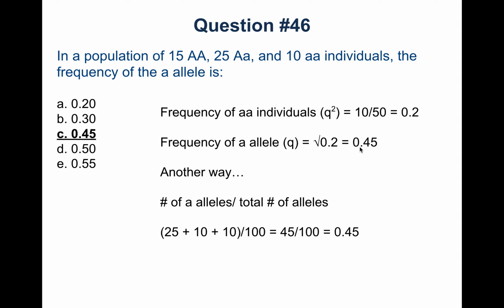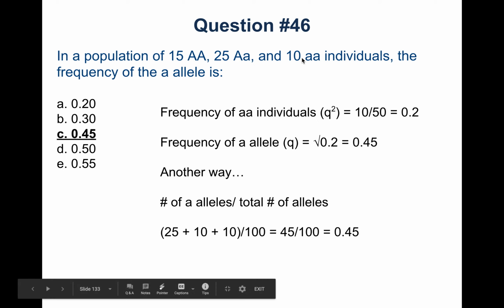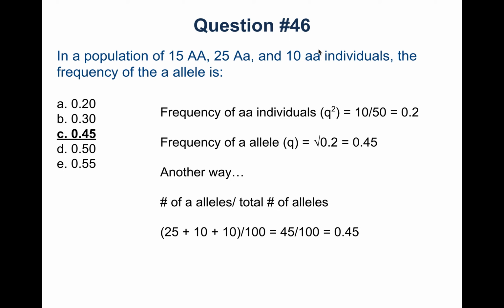That would get 0.45. The other way is you can take the number of total a alleles divided by the total number of alleles in the population, and that will give you the frequency of the a alleles. For the heterozygous group, you have 25 because each of these 25 individuals has one little a and one big A, so you've got 25 little a, plus you've got 10 individuals that have two copies of the little a. So you have 20 little a's coming from these 10 individuals because these are all diploid organisms. They have two copies.